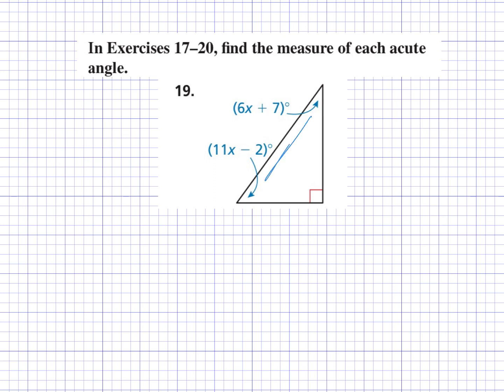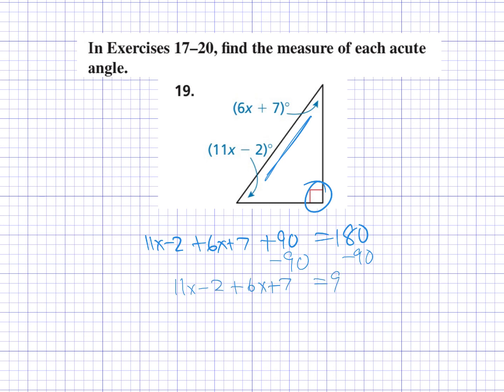Number 19, same thing. These two added together have to equal 90, only in a right triangle. And if you're not sure of that, you could just add all three angles together: 11x minus 2 plus 6x plus 7 plus the 90-degree angle. All of that's going to equal 180. Now watch what happens. If we subtract off the 90, we get the first two angles added together equal to 90, because that's always what's left if you subtract off the right angle. So what do we have? 17x plus 5 equals 90. Now we subtract 5, we get 85, divide by 17, you get 5.